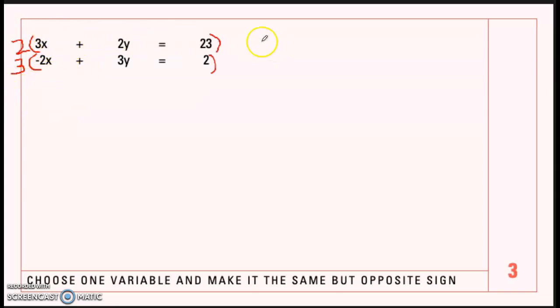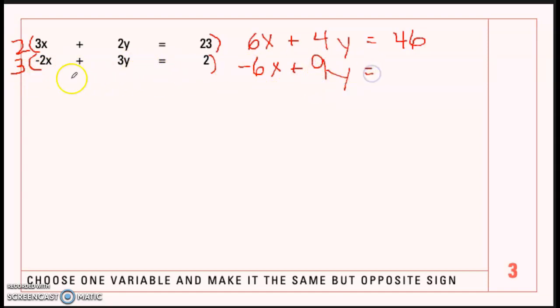So let's look at the first equation. 2 times 3 is 6x, and then 2 times 2y gives me 4y, and then 2 times 23 makes 46. That's double my first equation. I look at my second equation times 3. 3 times negative 2 is negative 6x. 3 times 3y gives me 9y. And then 3 times 2 is 6.